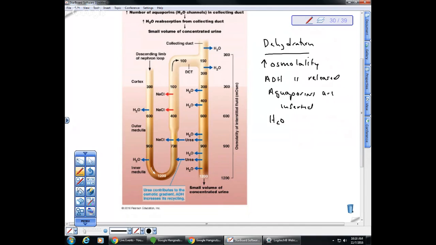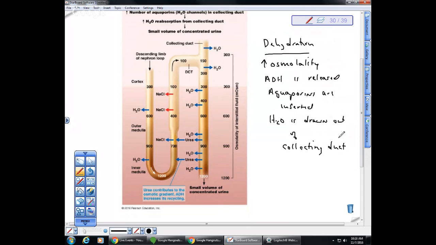and water is drawn out of the collecting duct. And so that is going to concentrate your urine. Notice again that it doesn't take energy. Every time you see the blue, that means that it's just passive. And then we have urea recycling too.